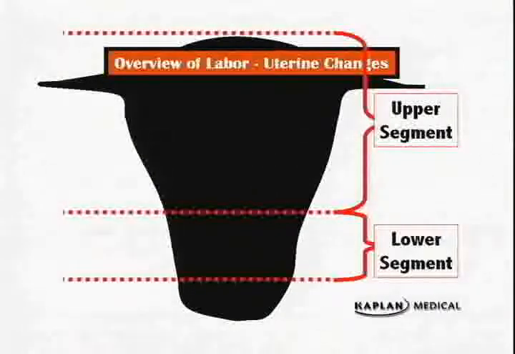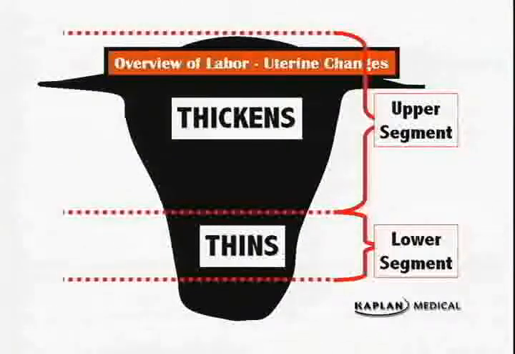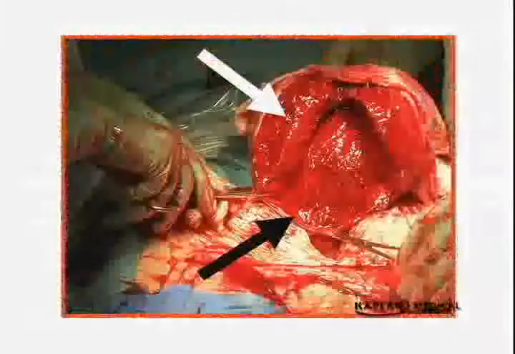In terms of labor, we can view the uterus in 2 segments. The uterus has an upper segment and a lower segment, and there are specific and different changes that occur in both of these. The upper segment is the contractile one. That's the one that thickens. The lower segment is the area that thins, and this is the one which does not contract.